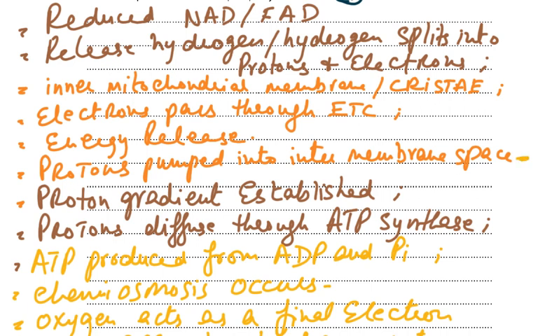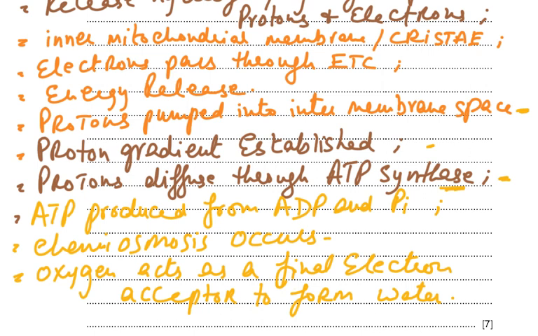So this is the point here. A proton gradient is established. What does that mean? That there are more protons in the intermembrane space and none in the matrix. Now the protons have only one way to come out, and they can only diffuse through the ATP synthase. And here, when the protons move through ATP synthase, an enzyme is present at the base of ATP synthase. You can see it's A, so it's an enzyme. And here, ADP and inorganic phosphate combine to form ATP. So the protons diffuse through the ATP synthase, and ATP is produced from ADP and inorganic phosphate. This is called chemiosmosis, and oxygen acts as a final electron acceptor, and ultimately water is formed.